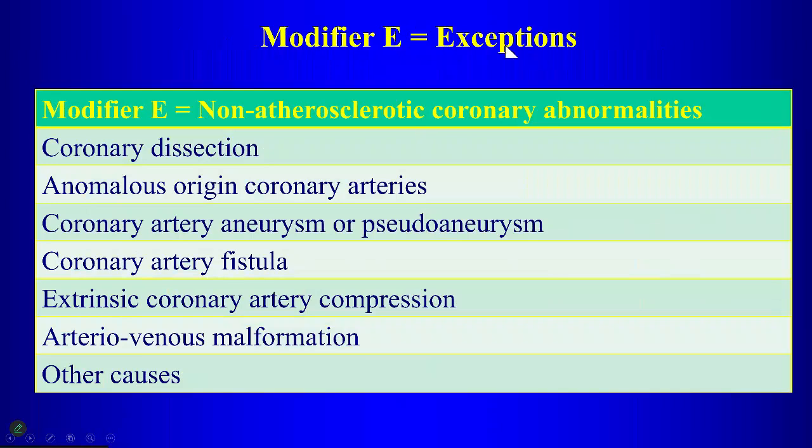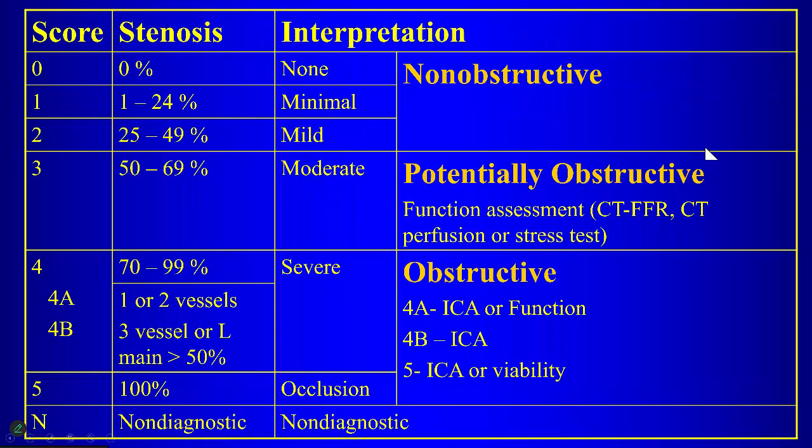The E modifier stands for exceptions. These are non-atherosclerotic coronary abnormalities. So remember, in addition to looking for obstructive lesions, there might be other abnormalities of the coronary arteries besides atherosclerotic abnormalities. Coronary dissection, anomalous origin, aneurysms or pseudoaneurysms, coronary AV fistulas, extrinsic coronary artery compression, let's say a blood vessel is compressing the coronary arteries, AV malformations, any other causes. So a non-atherosclerotic significant coronary abnormality, that's what this modifier is an indication of.